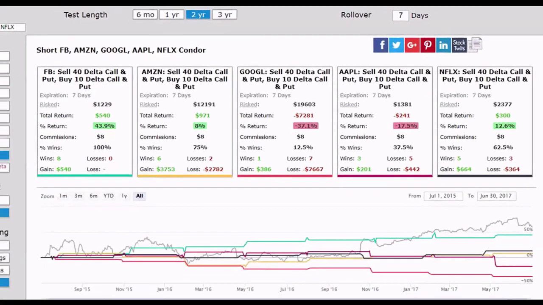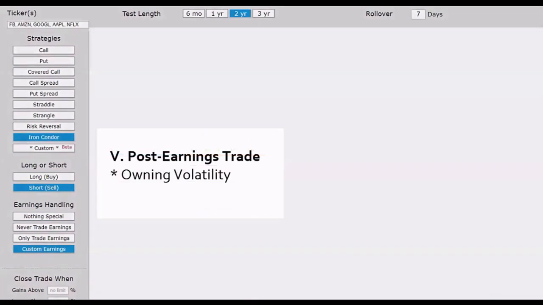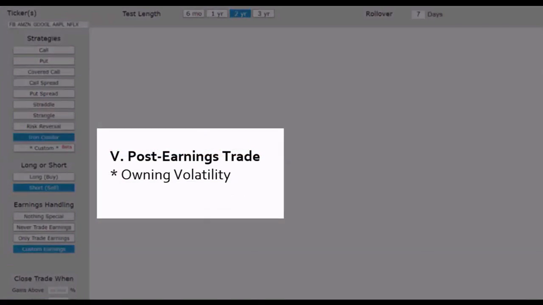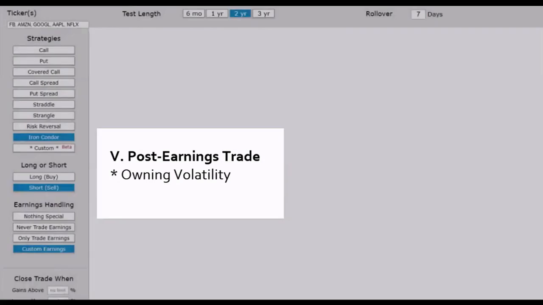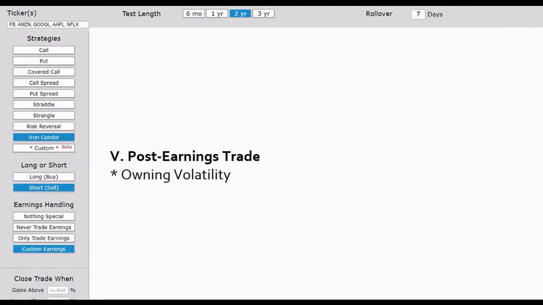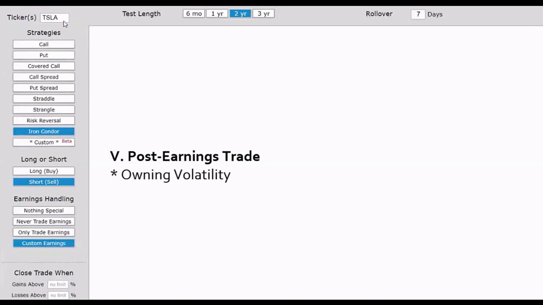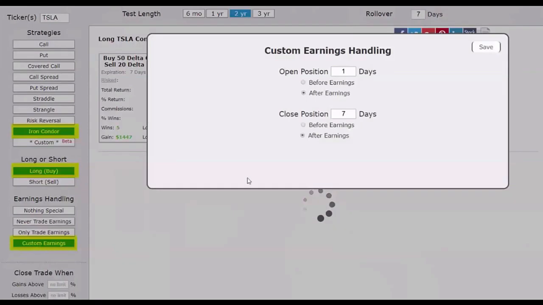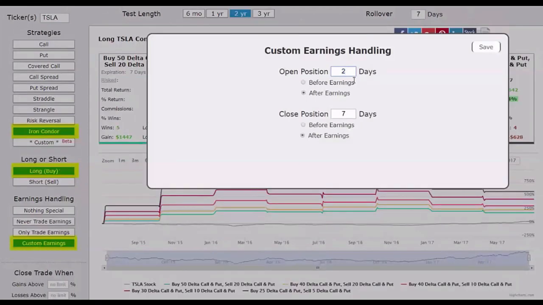Now let's look at our second post-earnings pattern, and this one is to own the volatility. This trade is also right after earnings, but it's looking for a stock that moves more than the option market is pricing in. And there's no surprise here. We're going to take a look at Tesla. We're going to look to buy the iron condor. We're going to change our custom earnings to start 2 days after earnings and close 29 days after earnings.